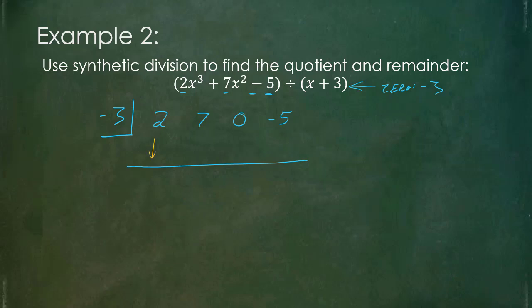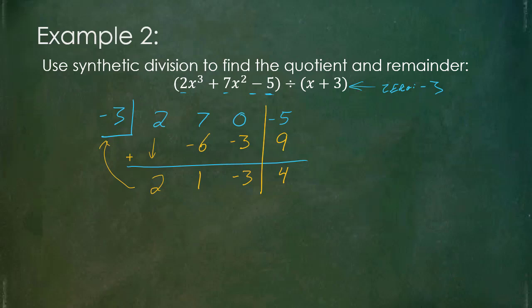So again, the first number always just drops down because there was no number to add with it. Then I multiply going back up, so 2 times -3 would give me -6. And then vertically, once again, I'm adding, so 7 plus -6 would give me +1. Then I repeat: 1 times -3, so I'm doing a kind of circular pattern. 1 times -3 gives the next number, so -3 goes here. 0 plus -3 is -3. And then -3 times -3 would give me +9, and -5 plus +9 would give me 4.